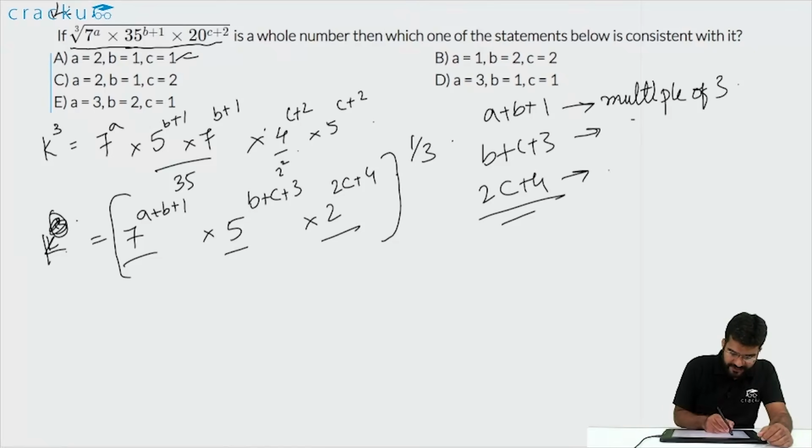When you look at the first option and you input c is equal to 1, 2c plus 4 is 6. So 2c plus 4 is a multiple of 3. So c is equal to 1 is possible. If you look at the second option, when c is equal to 2, 2c plus 4 will be 8, which is not a multiple of 3. So this can be rejected. Similarly, option C also can be rejected because even here c is equal to 2. D and E, both of them have c is equal to 1.